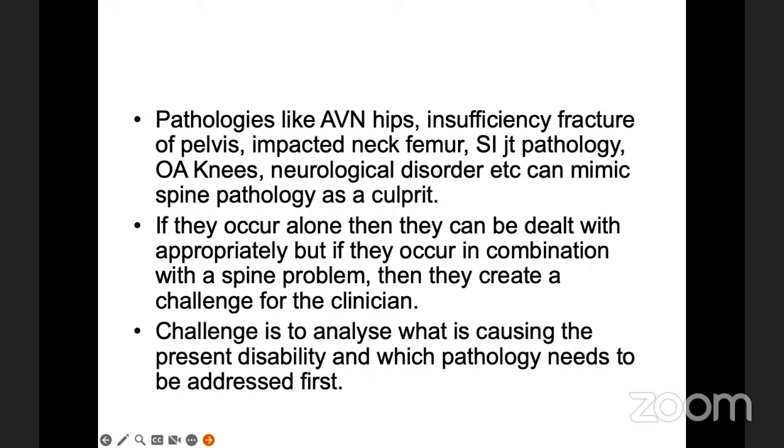There are pathologies like avascular necrosis of the hip, insufficiency fracture of the pelvis, impacted neck of femur, or an SI joint pathology, or osteoarthritis of the knees, or other neurological disorders which can mimic the spine as the culprit. But if any of these pathologies occur alone, they can be dealt with easily. If they occur in combination with a spine problem, then they create a challenge for the clinician. The challenge is to analyze what is causing the present disability and which pathology amongst them needs to be addressed first. So this makes it very challenging.